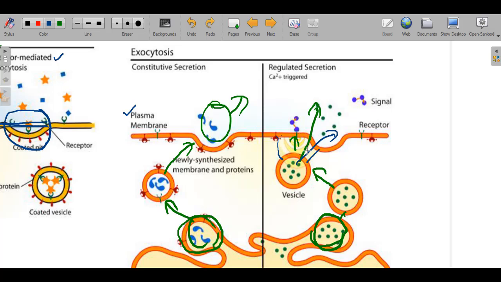Remember, exocytosis may cost the cell. So generally exocytosis requires the ATP molecule. The entry is free, but exit always requires this currency called ATP.